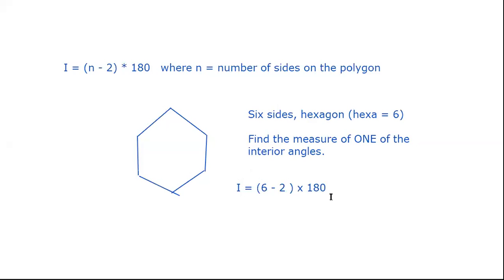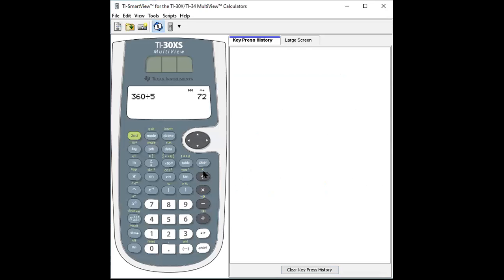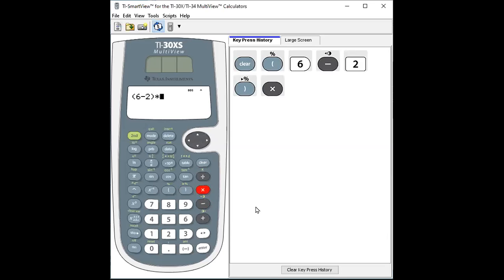All you need to do is put that into your calculator just like it is. You don't need to do it in 2 steps. You don't need to do any math in your head whatsoever. 6 minus 2 times 180. You're literally going to use your parentheses and put 6 minus 2 times 180, exactly like it is on the formula. Don't try to do any math in your head. Enter. 720 is the sum of all of those interior angles.